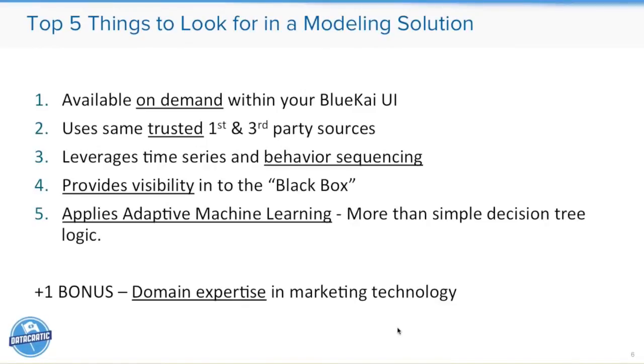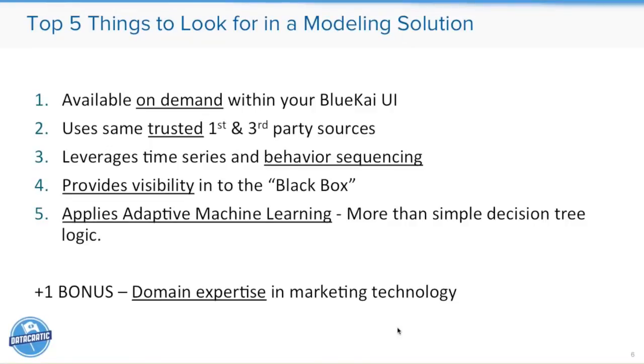A third question to ask and think about from a modeling perspective is, do the models leverage the time series or the behavior sequencing? In other words, do they take each attribute or behavior and look at it across a multidimensional time space, or a temporal space? When you're trying to predict the probability of somebody becoming a buyer or a booker, it's very important to understand the time series of the behaviors that led up to that event.